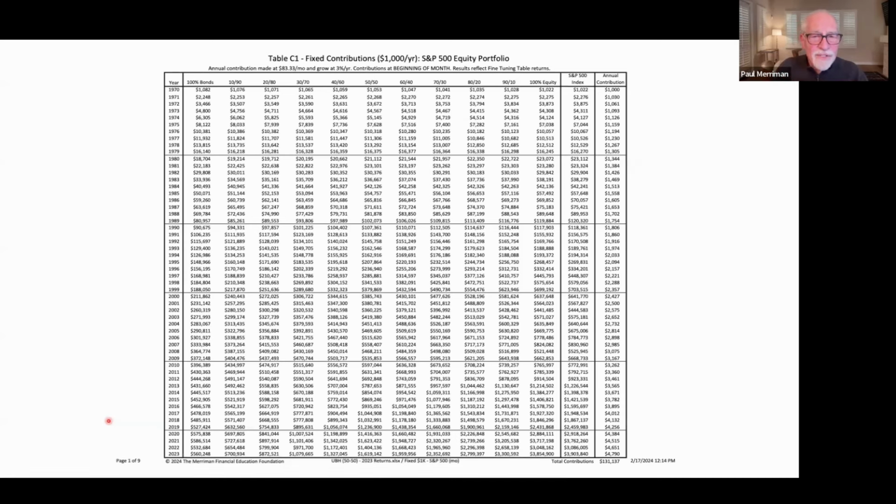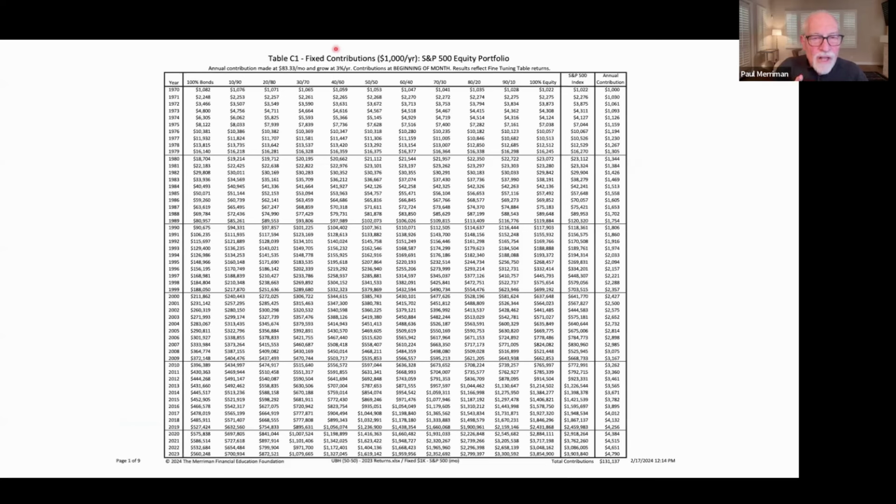Here we have table C1. Notice it says fixed contributions. This means that we're going to put a particular amount, a fixed amount away every year. As a matter of fact, in this particular table, it's done monthly, similarly to what you would experience inside of a 401k plan, or maybe put money monthly into an IRA.